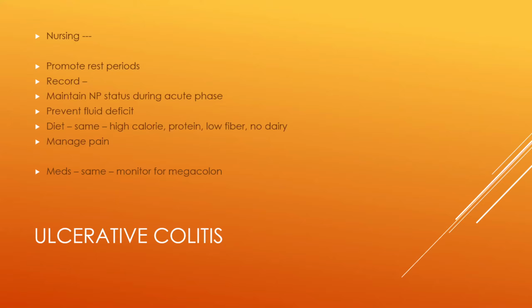How do we prevent fluid deficit? IV fluids, right? We might have to do TPN. When they get back on the diet, remember, we're trying to avoid dairy, low fiber is what we want, and we want high calories. So again, in the acute phase, if it says the patient was admitted with 20 loose bloody stools today, this is your story on NCLEX. What's your diet going to be? NPO for right now, until we can slow this down.